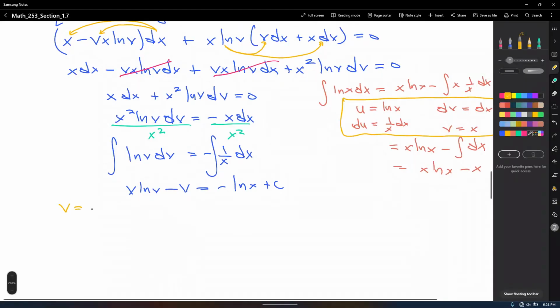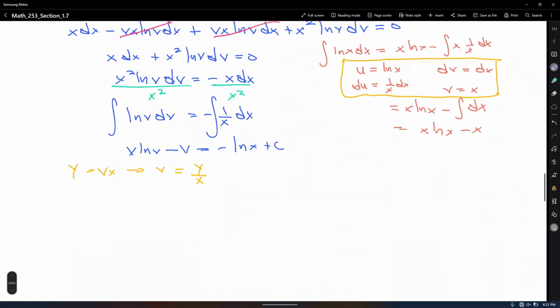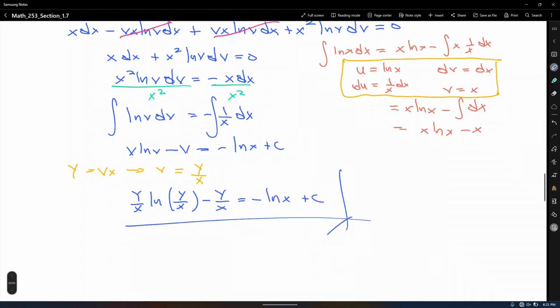y equals vx, so this means v equals y over x. That gets substituted into every instance of v in our solution. That is y over x ln of y over x minus y over x equals negative ln of x plus c. And this is okay to leave in implicit form.